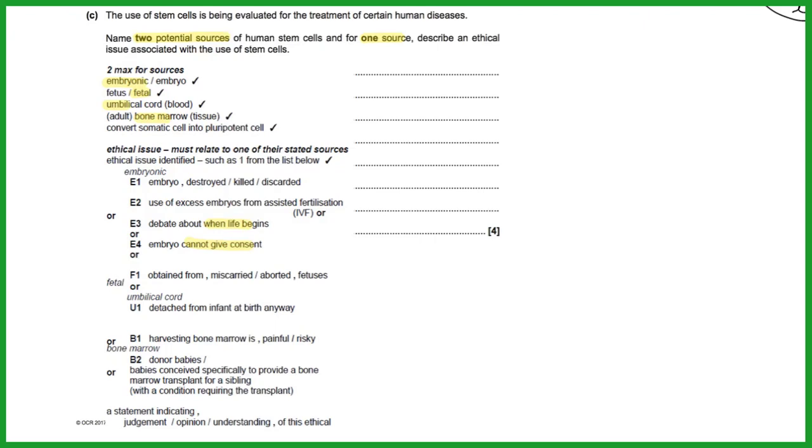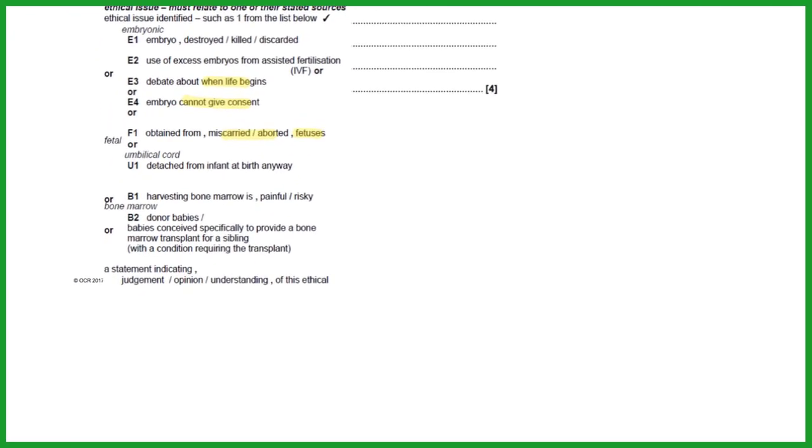You could go on to talk about the fetal tissue obtained from miscarried or aborted fetuses, which is controversial for some people. And then you could talk about the harvesting of bone marrow, which they say is painful and risky. I don't think it is anymore, but I could be corrected there. And the babies being conceived specifically to give a bone marrow match for a sibling, and that you should then show that you've made an opinion based on science of this ethical issue.